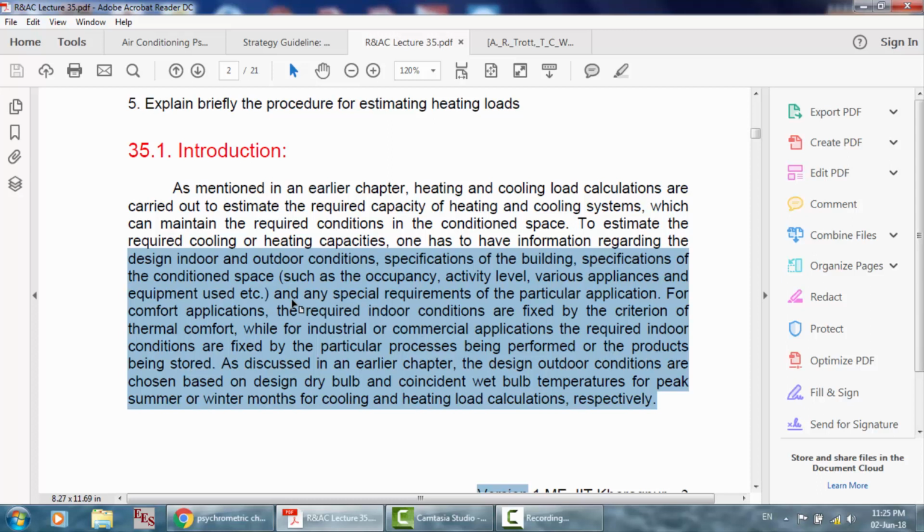For comfort applications, the required indoor conditions are fixed by the criterion of thermal comfort, while for industrial or commercial applications, the required indoor conditions are fixed by the particular process being performed or the products being stored.